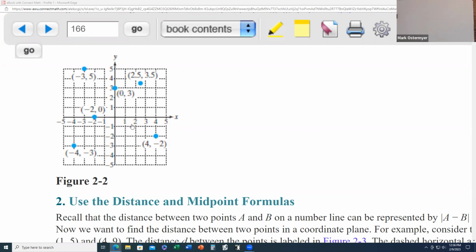Sometimes ordered pairs have messy coordinates. Normally they have nice integers for their coordinates, but not always. Here's a point 2.5, 3.5. To plot this point, we start at the origin, we move 2.5 to the right on the x-axis, and then we move 3.5 units up parallel to the y-axis. 1, 2, 3.5. And there's the location of that point 2.5, 3.5. All right, -2, 0 does not lie in any quadrant. It lies on the x-axis.